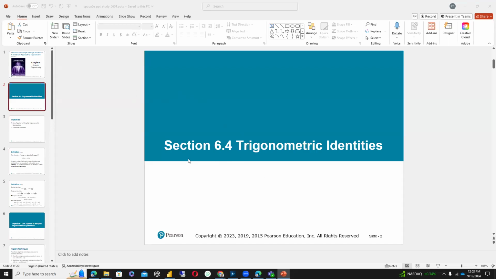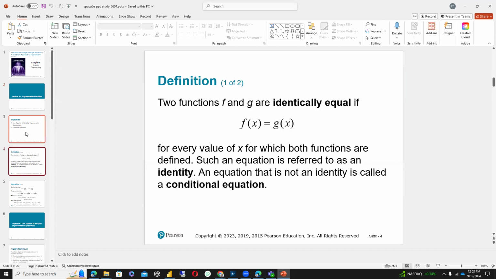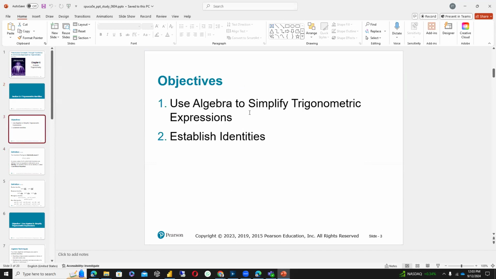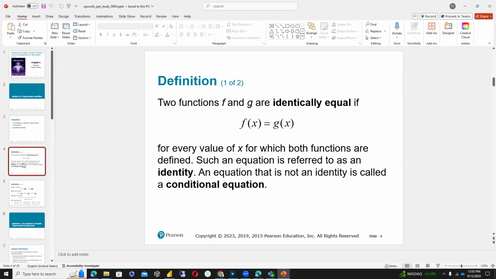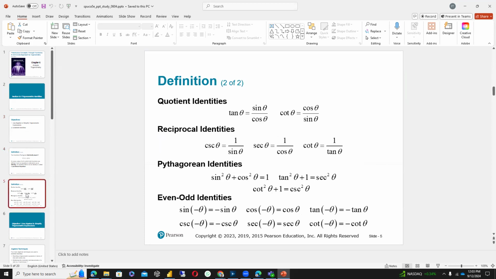With this video, we're going to understand section 6.4, which is called trigonometric identities. And we have one objective with this section. We want to use algebra to simplify trig expressions. And we're going to also take a look at how we can establish identities. There are some very important identities that we have to know by heart in this lesson. And this slide shows a summary of the identities that you have to know by heart.